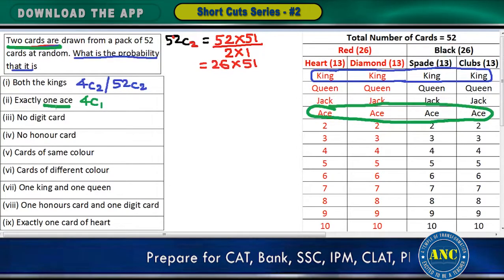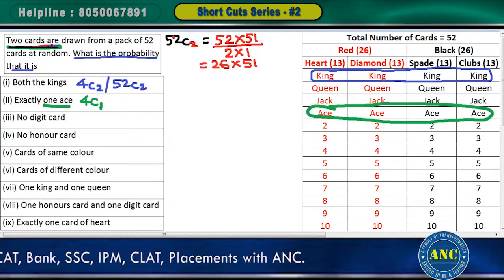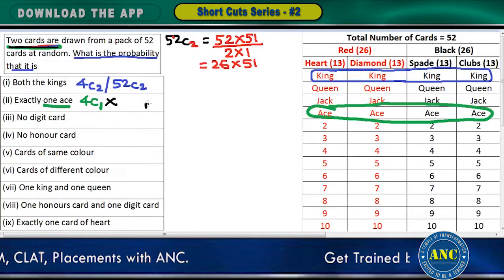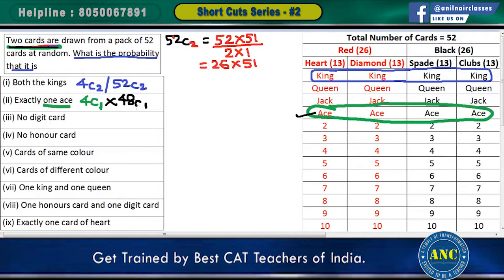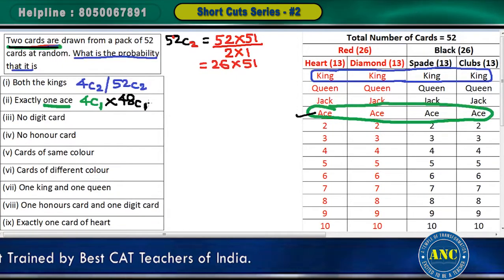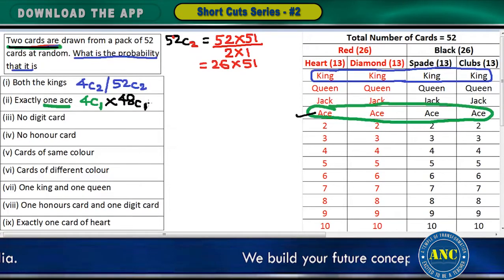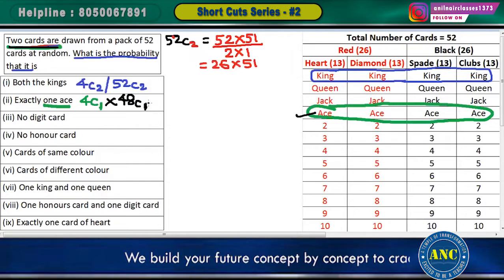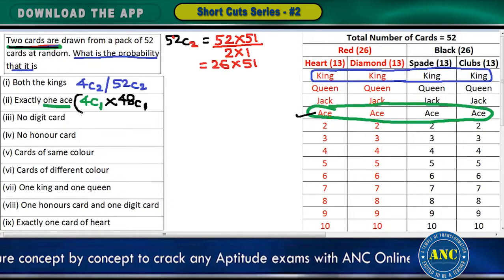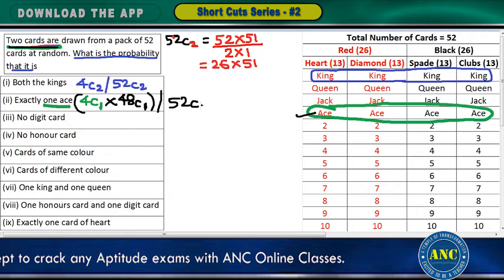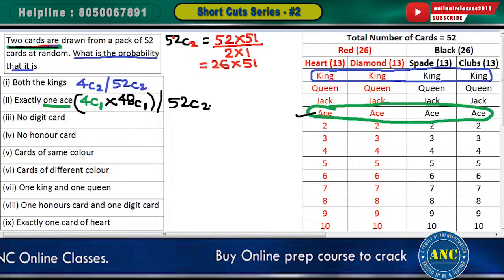Now exactly one ace means I selected one ace, but totally I should draw 2 cards. That means for the other card which I am drawing, out of 52, the 4 aces are over. In the remaining 48 cards, it can be any one card. I don't mind which card, but I want to draw from the remaining 48 cards. In that 48, an ace should not be there, because if I take an ace once again, it will not be exactly one ace. I believe it is clear. It is 4C1 into 48C1, and the denominator by default is 52C2. How to calculate all these values? We have discussed multiple problems in the morning session.